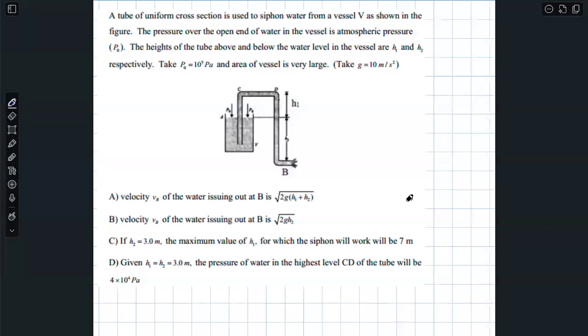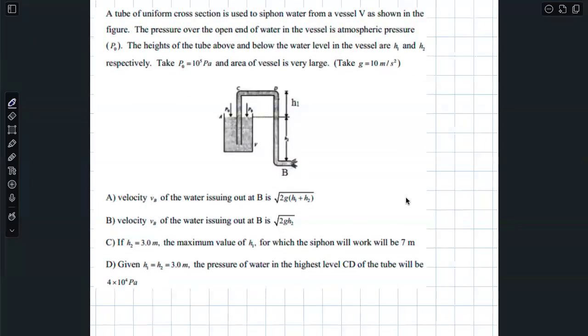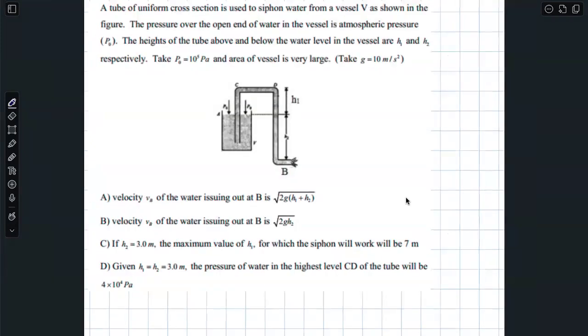Two questions from siphon working. With this, almost all models are done. Almost. Balance is your assignment itself. Now start working on this question, everyone. A tube of uniform cross section is used to siphon water.